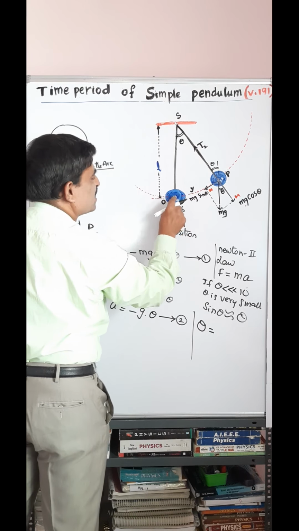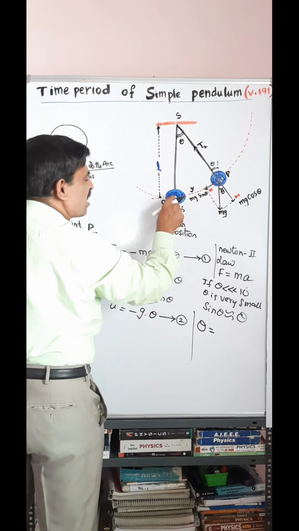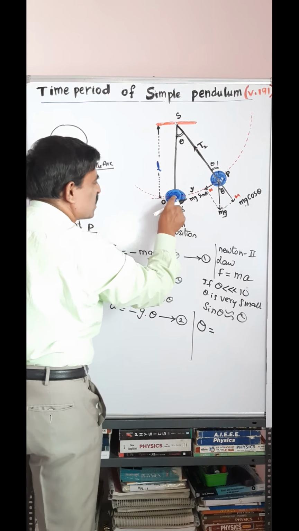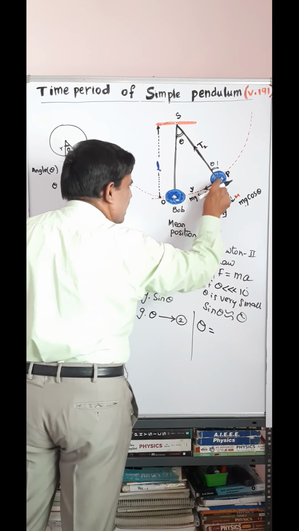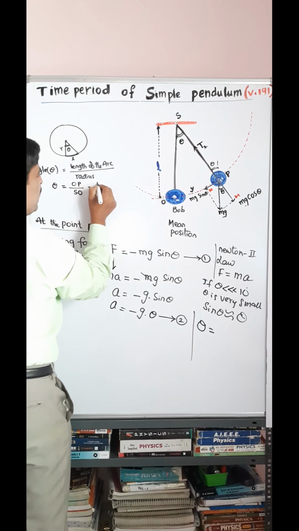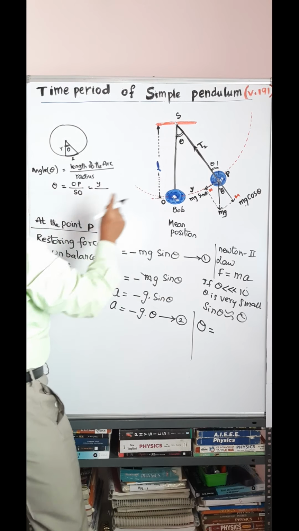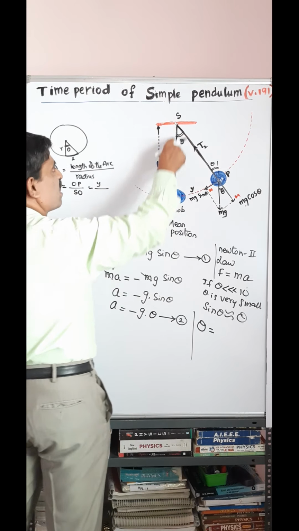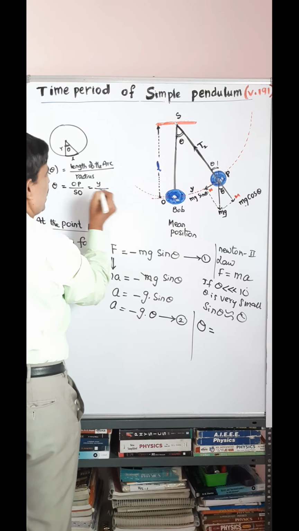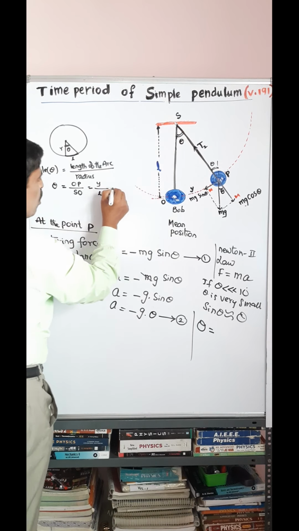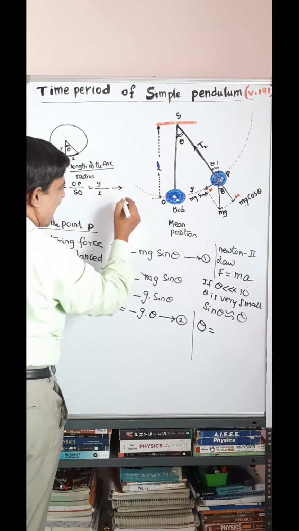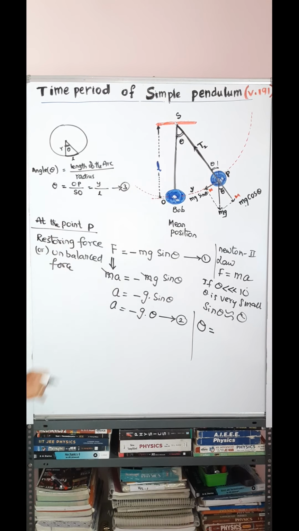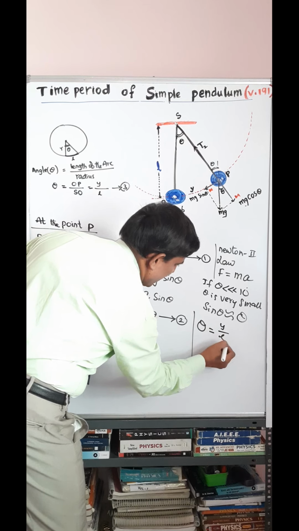Now here it is the small length of the arc. We are considering it as a straight line distance. OP, the straight line distance, is equal to Y. SO is equal to the length of the pendulum L. Now I am considering this as equation number 3. Substitute theta is equal to Y by L in equation 2.